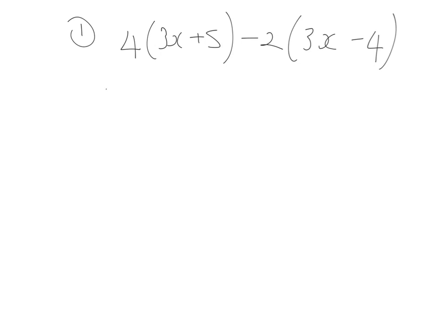So 4 lots of 3x is 12x. 4 lots of 5 is 20. Minus 2 times 3x is minus 6x. Minus 2 times minus 4, minus times minus is a plus.